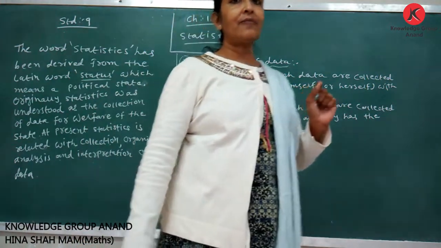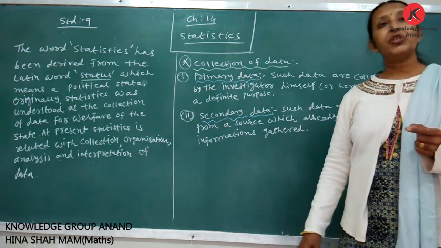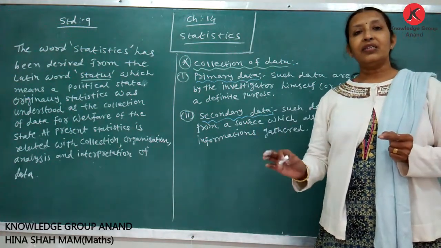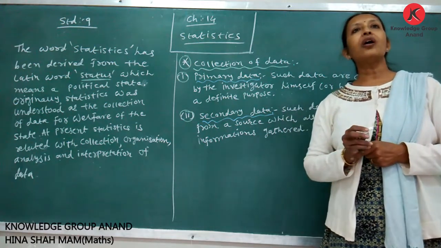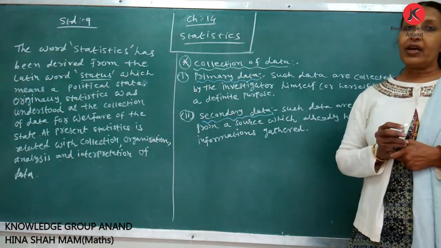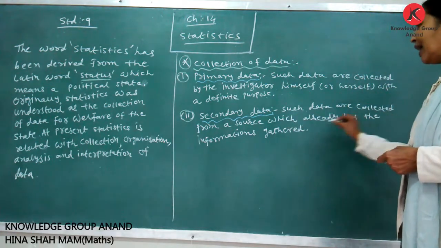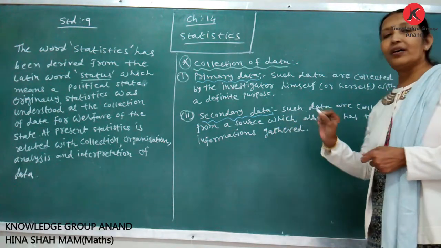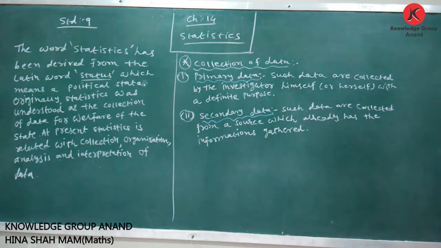Data has two types: primary data and secondary data. Data collected by the investigator is called primary data, and data for which the information is already gathered is called secondary data.